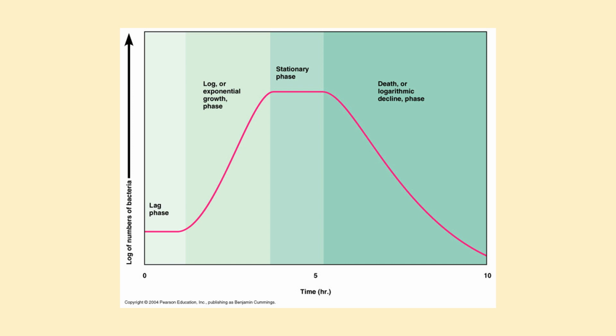Typically what happens is you start to run out of nutrients, and that's when the cells enter the stationary phase. You have basically the same number of cells being produced as those that are dying. They're in equilibrium. Then you reach a certain point where you're definitely running out of nutrients, and you have more cells dying than you do producing new cells. This is the decline or death phase. This is a classic growth curve.